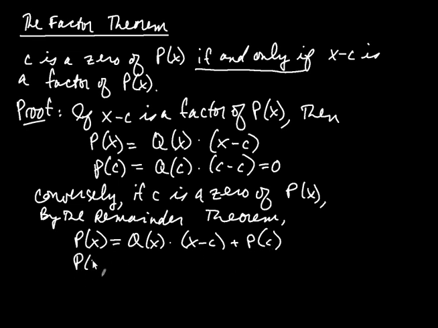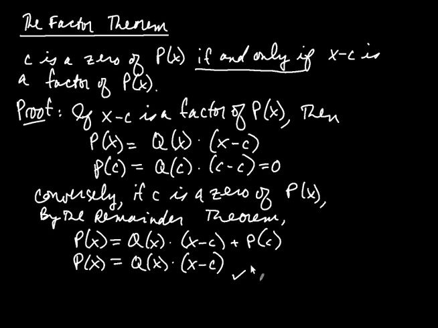So that implies p of x is equal to q of x times x minus c, and that shows that x minus c is a factor of p of x, because p of x has been written in factored form with x minus c as a factor. So that completes our proof.